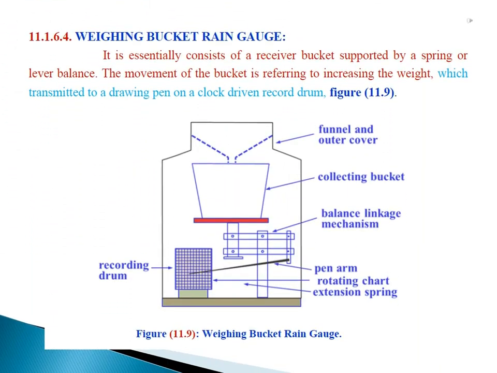Weighing basket gauge. It essentially consists of a receiver basket supported by a spring or lever balance. The movement of the basket, which increases with the weight, is transmitted to a drawing pen on a clock-driven record drum, as shown in the enclosed figure.